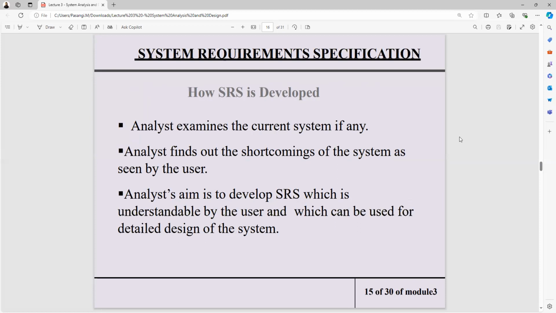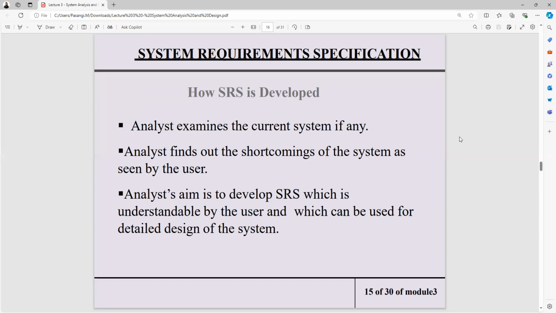System requirement specification: how is this SRS developed? Now we are moving to talk about how this SRS document is developed. What are the steps we need to follow? First, the system analyst examines the current system if it's available. Then the analyst finds out the shortcomings, drawbacks or limitations of the current system as seen from the user's perspective. And then the system analyst's aim is to develop an SRS which is understandable by the user and which can be used for the detailed design of the system as well. These are the three steps, the actual process of how to develop an SRS document.